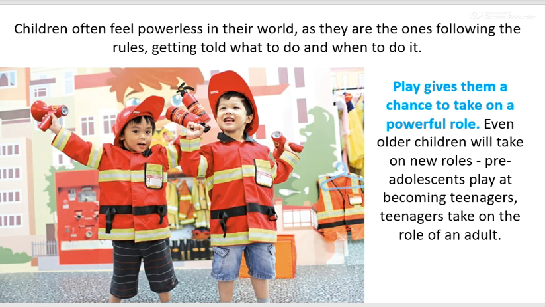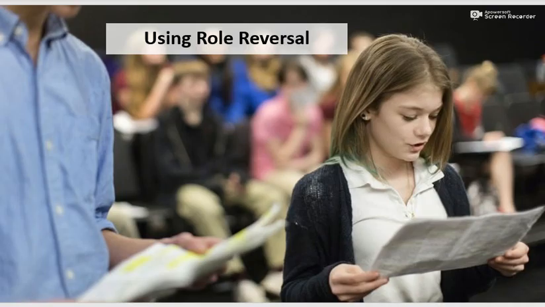Even older children will take on new roles. Pre-adolescents play at becoming teenagers, and teenagers take on the role of an adult. In the nursery, we do a lot of role play so children can experiment with how to be firemen and doctors, and different role playing with the kitchens and being an adult serving. It's a great way to give your children power. It's almost like acting. When you watch a movie, we want to act like the character, act like the hero. It gives children a chance to feel like they're in control of the rules and the power, which builds confidence.